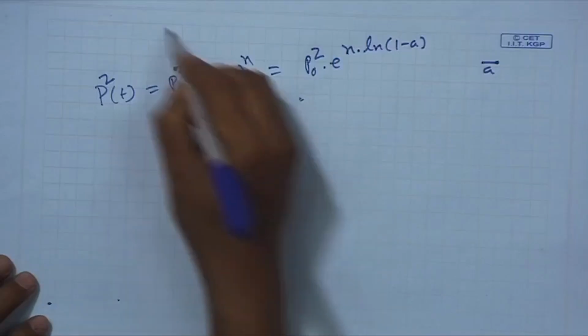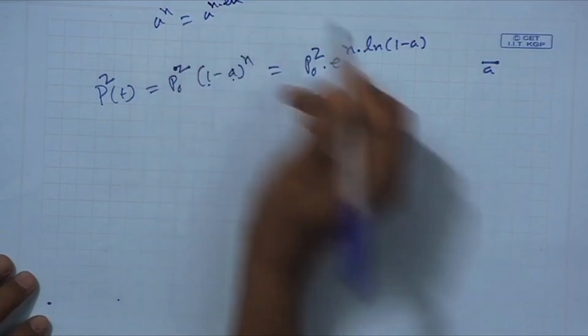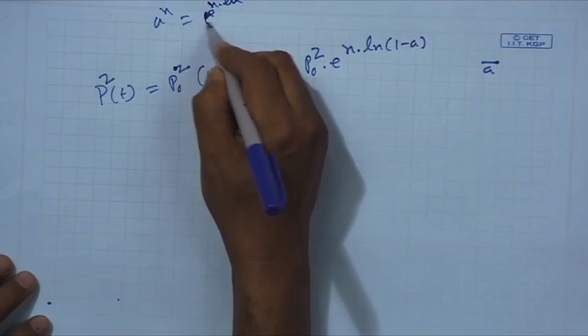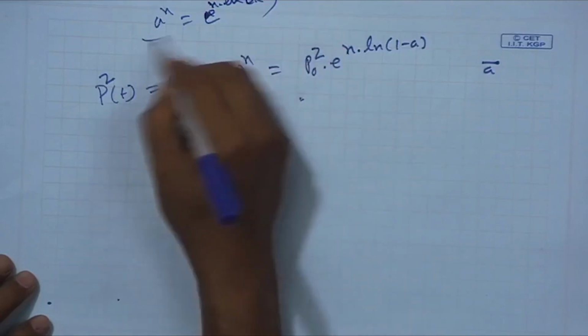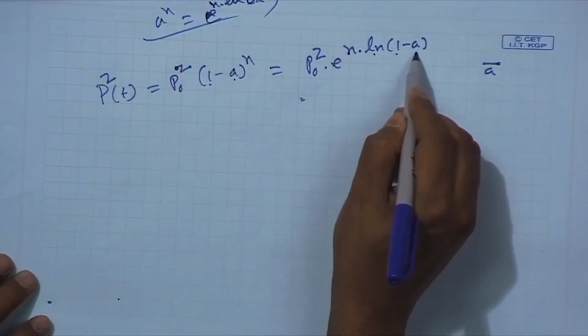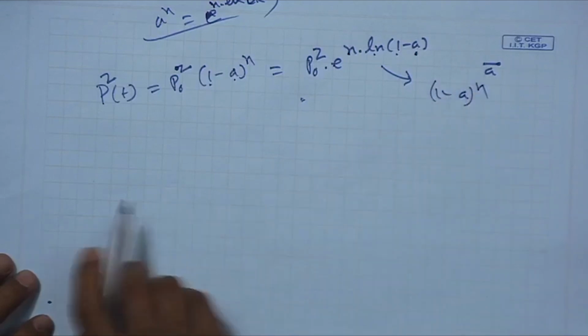So, I can say 1 minus A to the power n can be written as e to the power n into ln of 1 minus A. In that formula I use that, because e to the power n into ln of 1 minus A is nothing but 1 minus A to the power n.